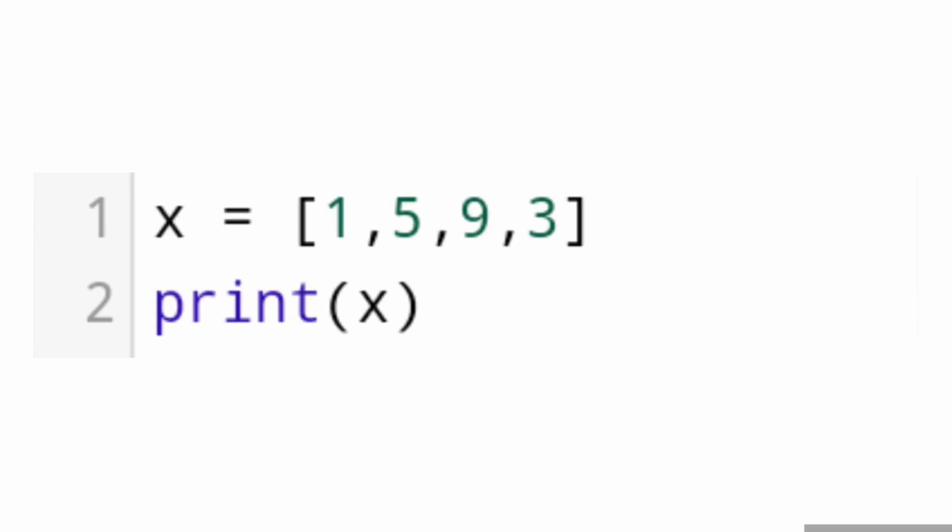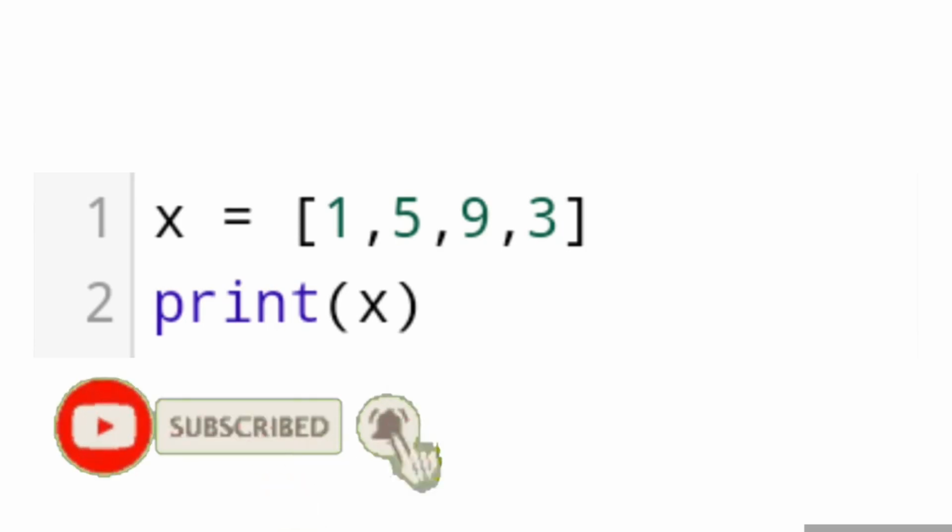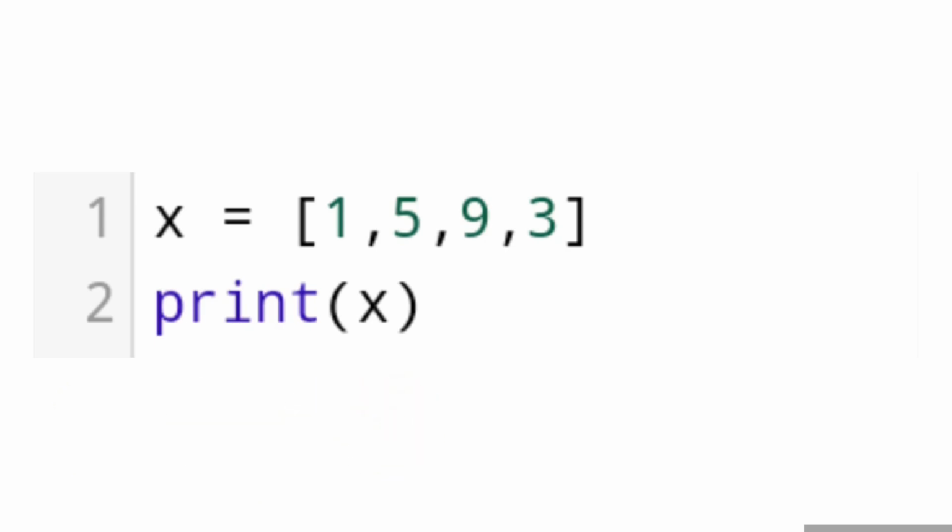So guys, this is a simple program on list. In this program, x is a list which has values 1, 5, 9 and 3. Then we are printing x. That means we will print the numbers 1, 5, 9 and 3 in a sequence. The main thing about a list is that they are stored inside square brackets. If we look at the output, we will get the numbers 1, 5, 9 and 3. Now you guys have understood what is actually a list.